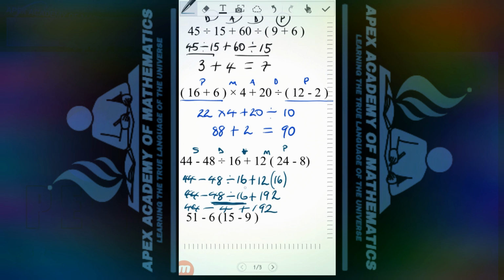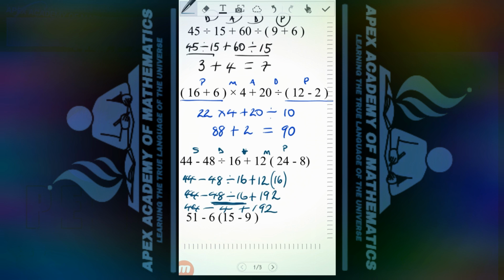All right, so let me just recap that part for you. 44 minus 48 divided by 16. 12 times 16 is 192. The next part of the problem is the division. So we say 44 minus, and we do the division part. This number divided by that number gives 4 plus 192.